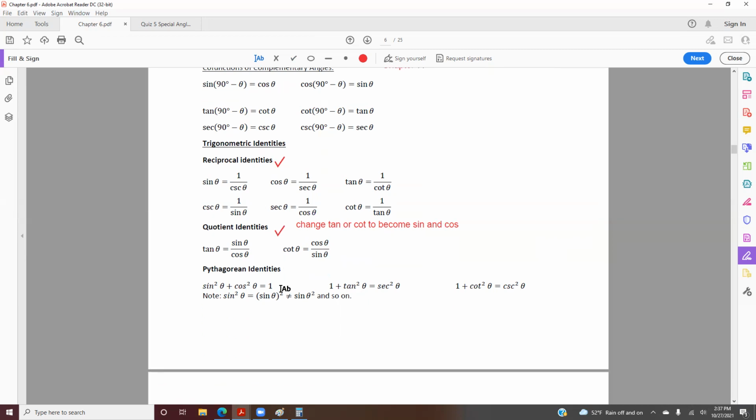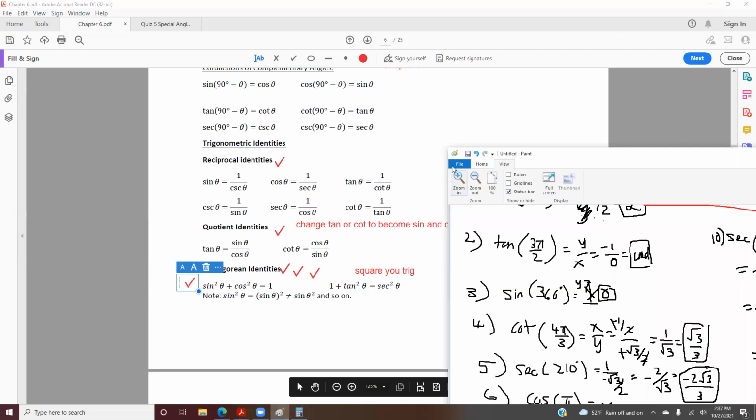And the last one is the Pythagorean one. Out of all of these, this is super, super, super important. This Pythagorean identity can only be used if you square your trig. So if you see any squaring like sine square, cosine square, tangent square, you will be able to use this Pythagorean identity. Sine square theta plus cosine square theta equals 1. This is the most basic one.